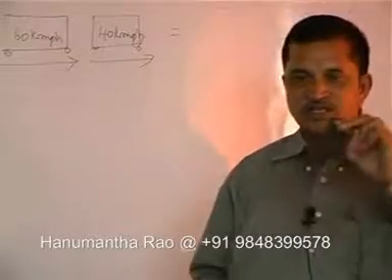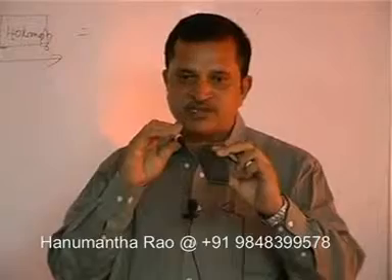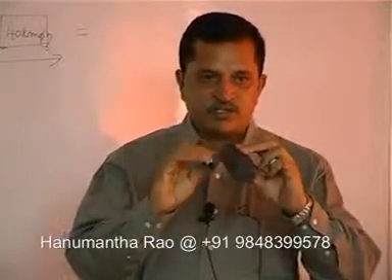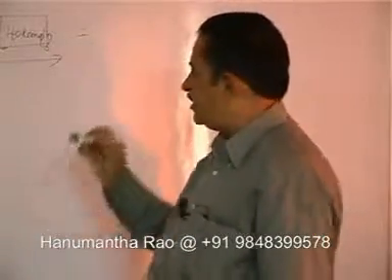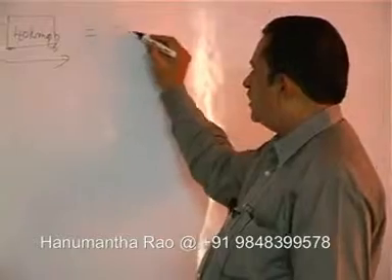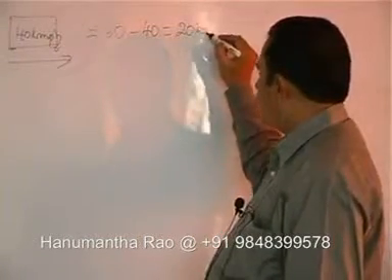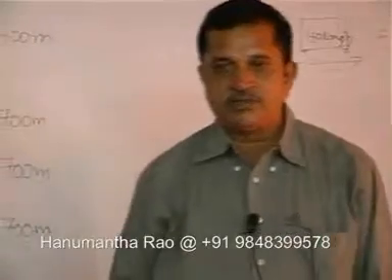So this train is already moving with 40. Another train is coming and crossing with a speed of 60. While crossing, this goes with 40 and this goes with 60. What is the difference? 20. So same direction means higher speed minus lower speed, that is 20 kilometers per hour. The speed is 20 kilometers per hour.